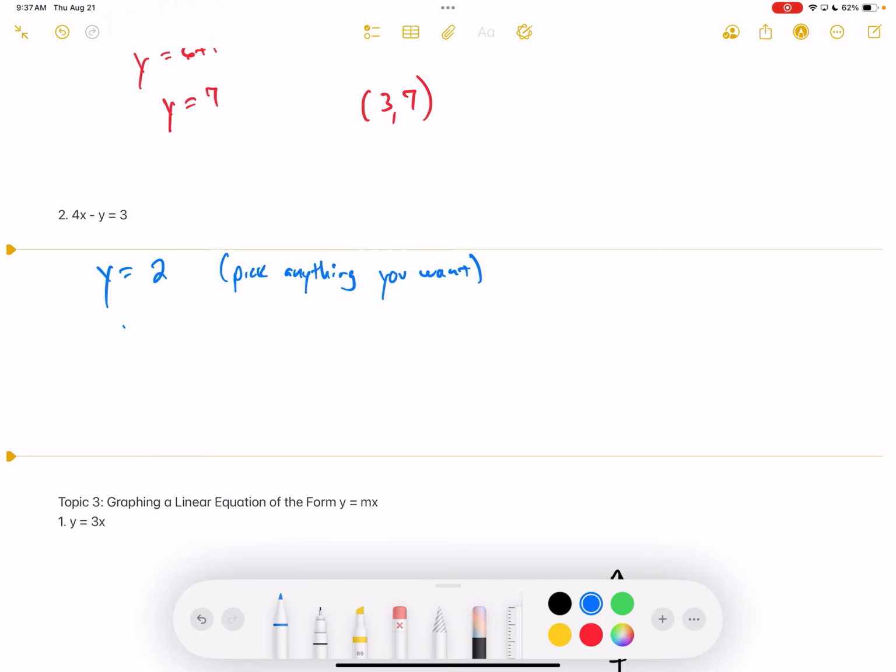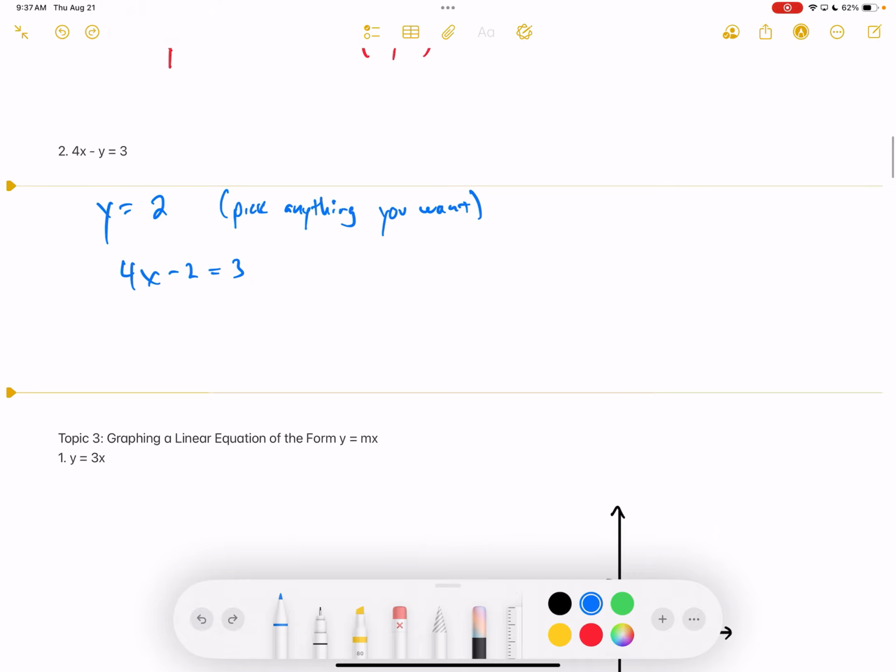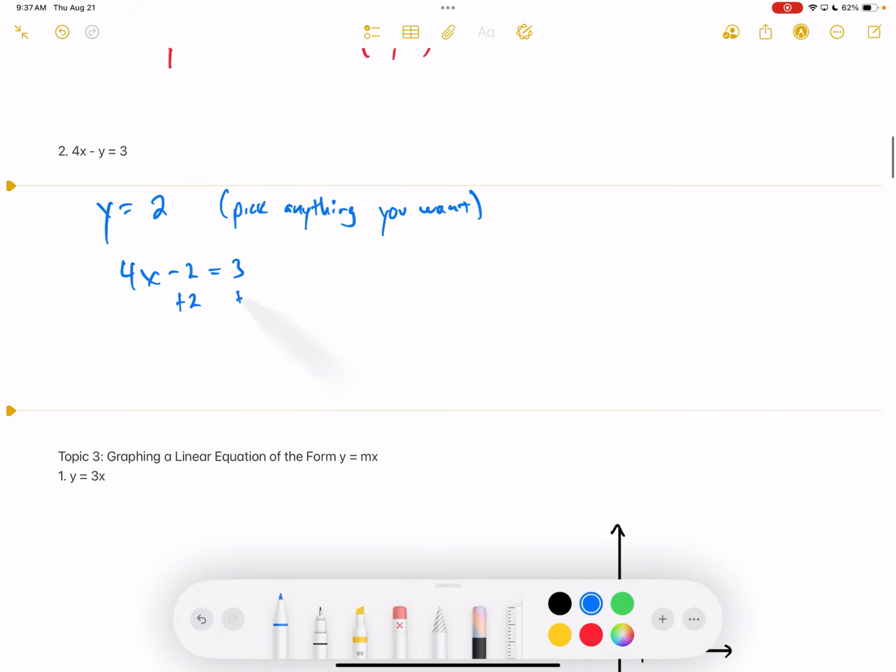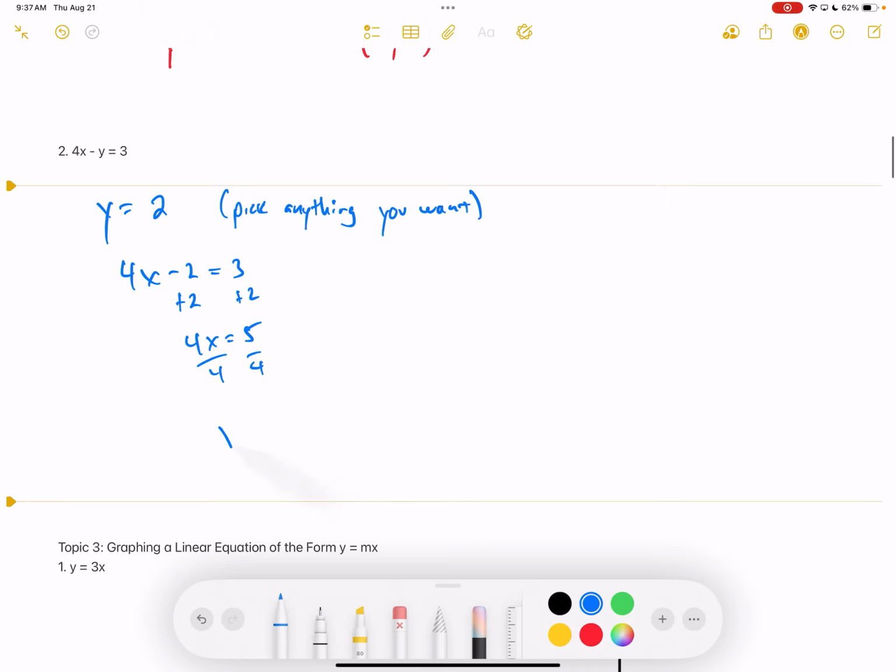So when I do this one, 4x minus 2 equals 3. So I do have to do a little bit of algebra on this one. To solve for x, I'm going to add 2 to both sides, and I get 4x equals 5. And then divide by 4. x equals 5/4. That is okay that we got a fraction. That will be on our line. When y equals 2, x equals 5/4.